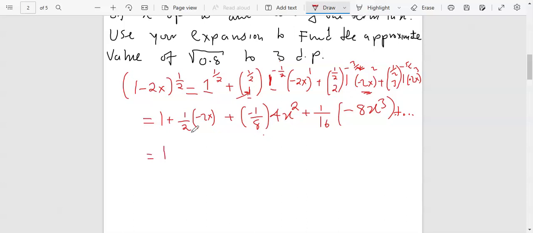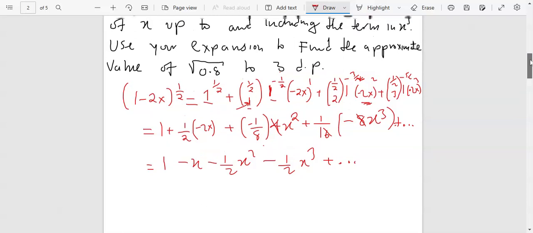So this is going to be 1 half multiplied by negative 2x, that will be negative x. Okay, and then a 4 can cancel here. That will give us what? Negative half x squared. Then negative, okay, a 2 here will cancel with here, negative half x cubed, isn't it? It will continue going like that. So this is the expansion.